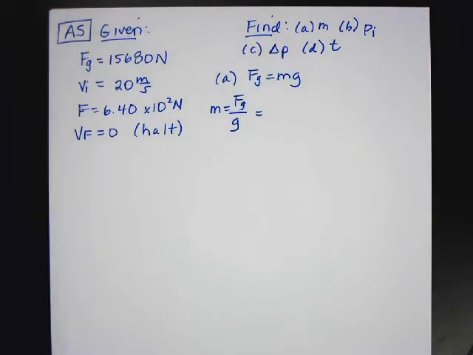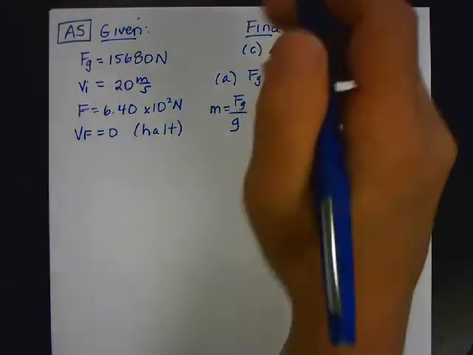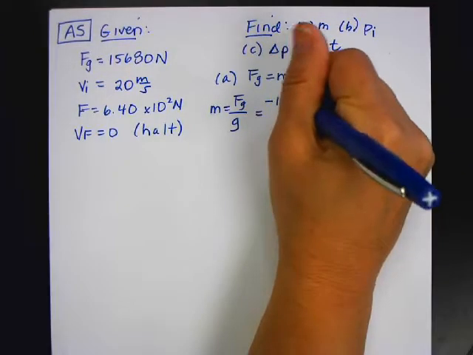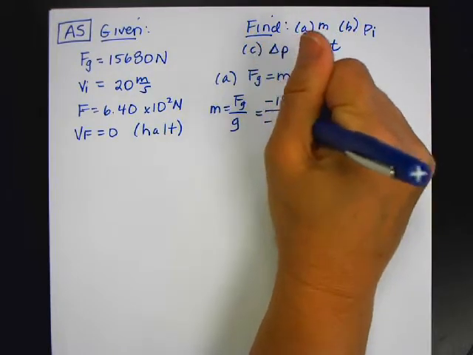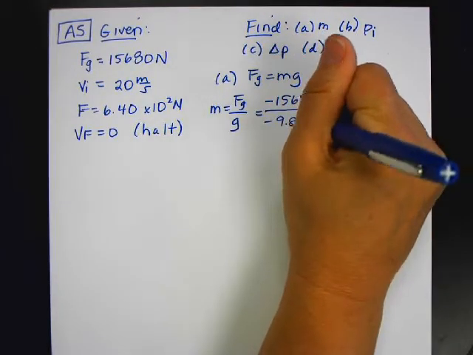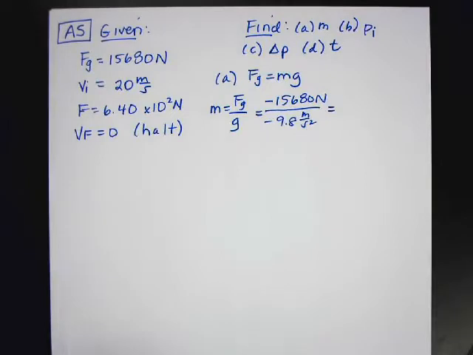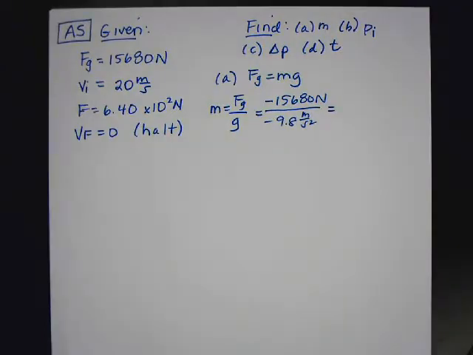Now, I know the force of weight acts down, and I know gravity acts down. So if I'm using my sign convention, I would make them both negative. If you don't, you just remember that, because the negatives would cancel. But I don't have to get hung up on my sign convention right now, because I just want to find the mass. And mass is a scalar. It doesn't have a direction.